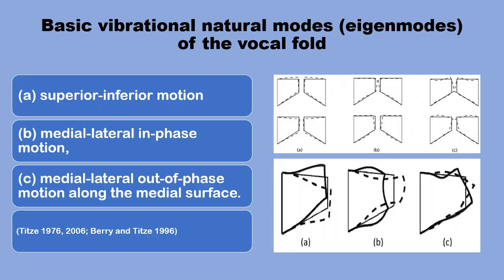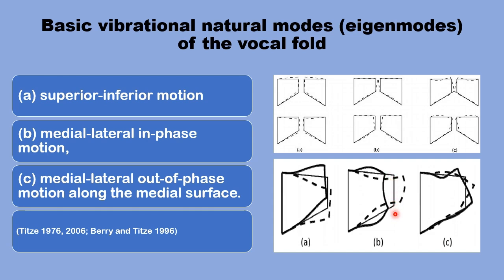This is a closer look at what happens during phonation with the self-oscillation of the vocal folds. This diagram describes 3 different eigenmodes during phonation. We start with the last 2 because these are the dominant eigenmodes that produce more than 95% of the movement during phonation. This one is the medial lateral type of movement.